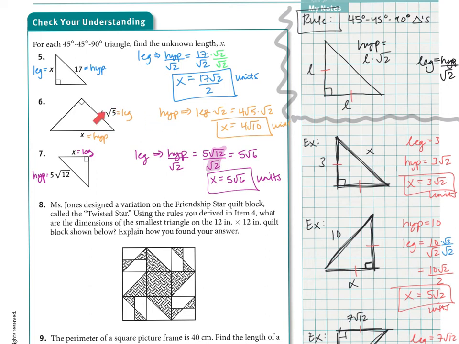For 6, again, labeled hypotenuse and leg. Use the simple formula where we took 4 root 5 times root 2. Can't simplify that anymore, so it's 4 root 10. Last but not least, number 7.